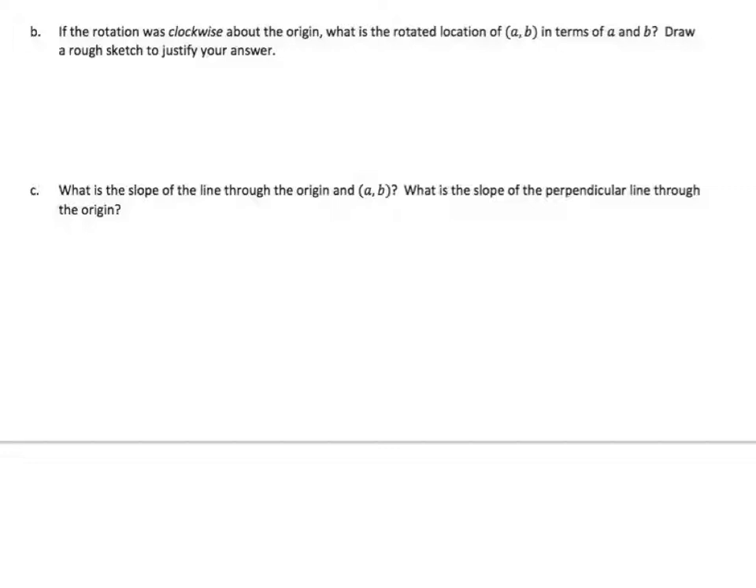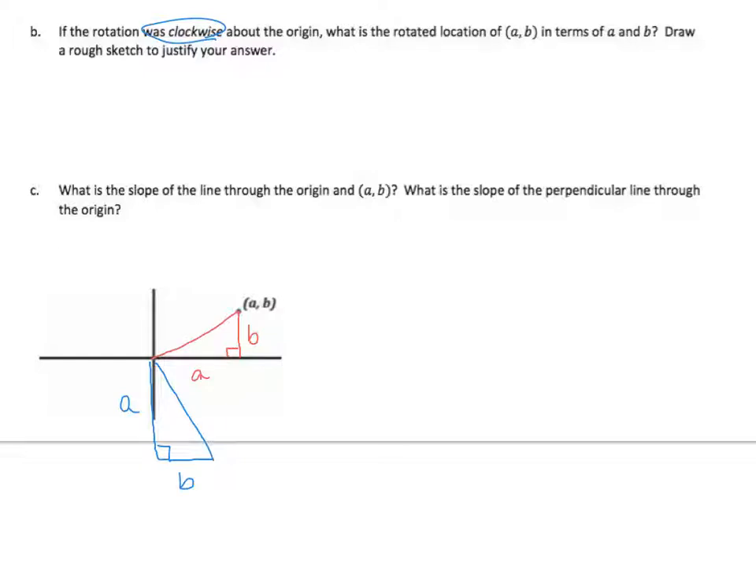If the rotation was clockwise about the origin, what is the rotated location of AB in terms of A and B? Hold on. So here, I needed to get the graph in here, sorry. So the original location, I've got AB is XY. I rotated it 90 degrees clockwise. And you see that my A measurement is now the negative Y, and my B is now the positive X. So we definitely need to go B, negative A. Cool? Sort of fun. We rotated it.